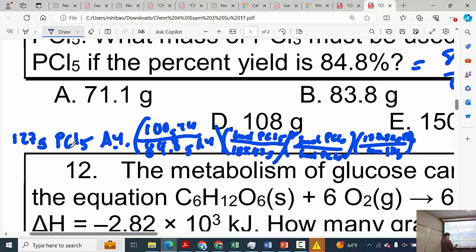So this is going to be 127 times 100 divided by 84.8, divided by, what was this number again? 1 mole over 185.43. It's a 1-to-1 mole ratio times 137.32.